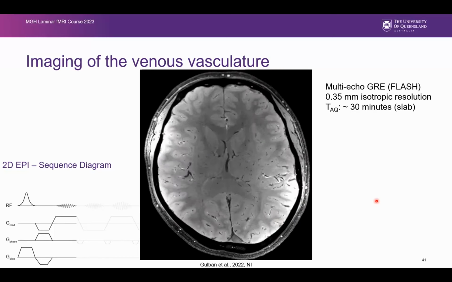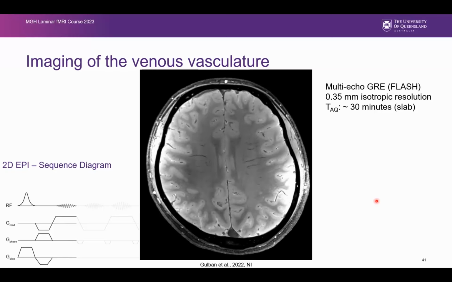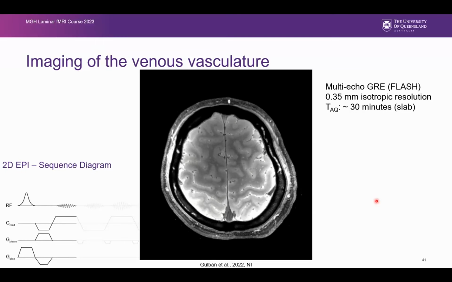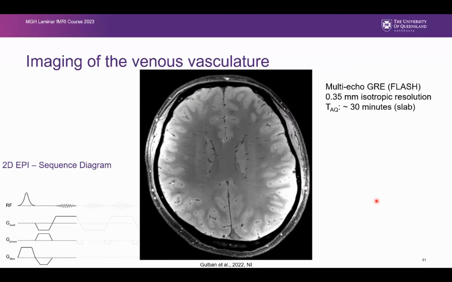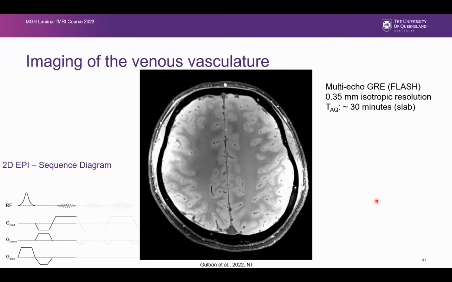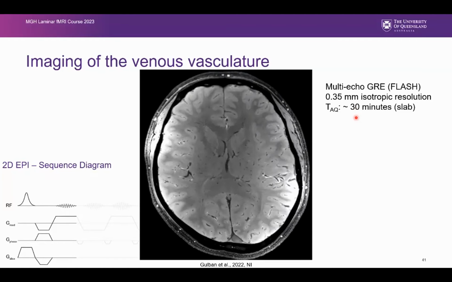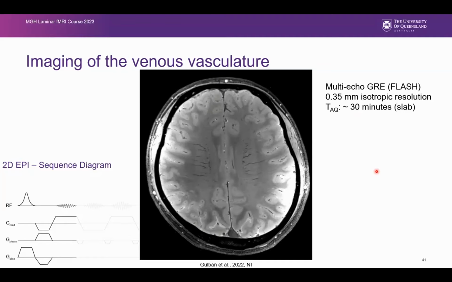What you can do is something even simpler, which is just a multi-echo gradient echo. So this is some of Farouk's stuff. Obviously, you want to go to fairly high resolution. I think that's 30 minutes, actually, not true. It's actually 60. So it takes a long time.